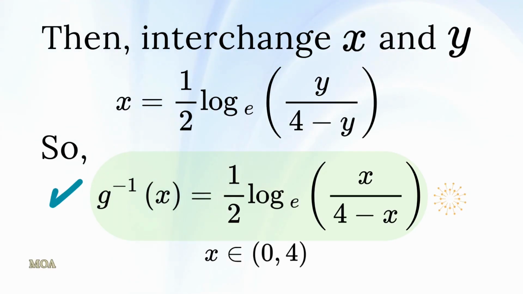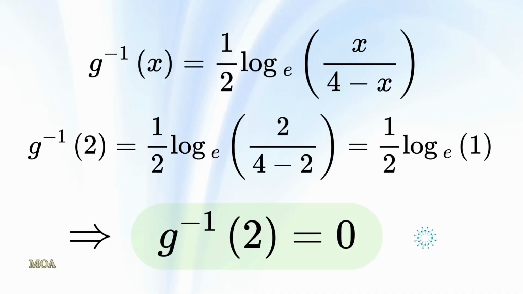G inverse of x equals 1/2 times log base e of the quantity x over 4 minus x, where x belongs to the open interval from 0 to 4. Now, let's find g inverse of 2.